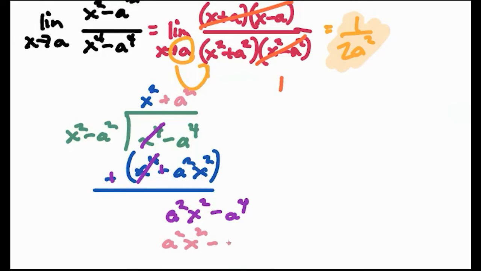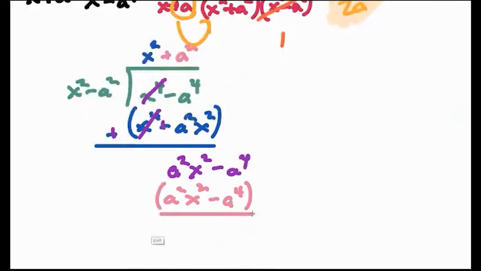Oops. And maybe don't do long division. This is embarrassing. Cancel, cancel. These cancel as well. So then you end up with x squared plus a squared.